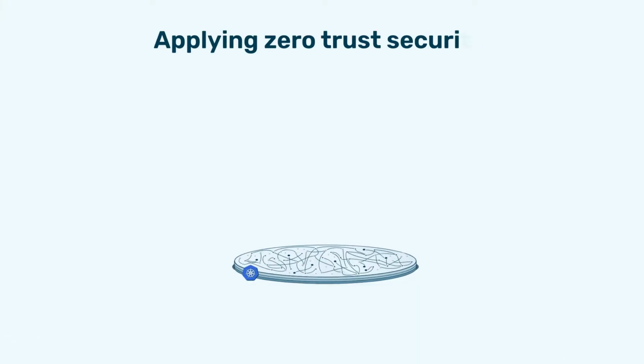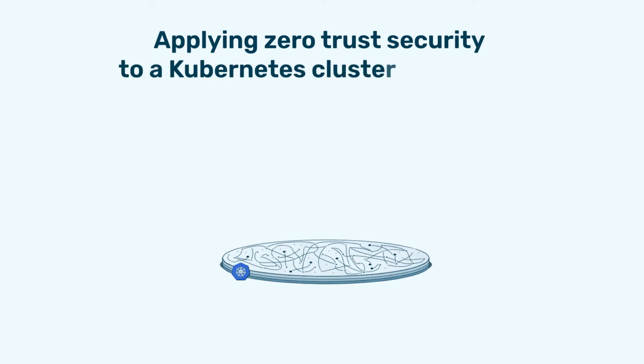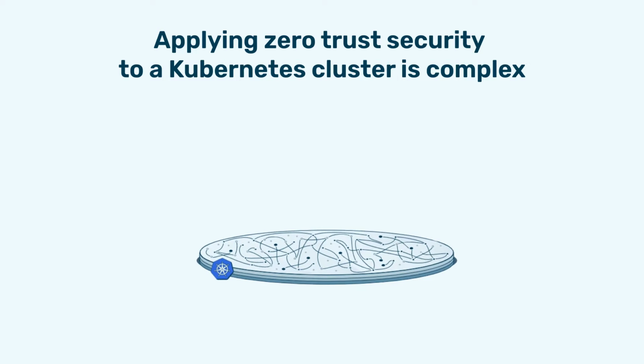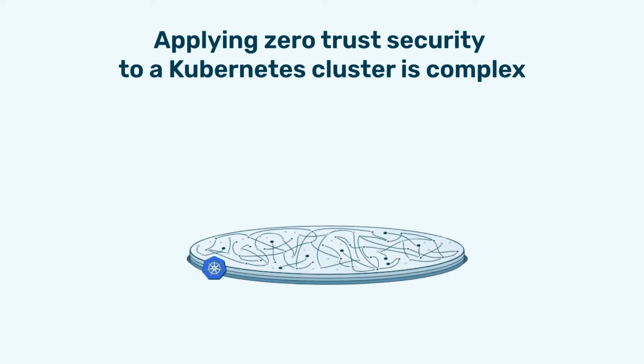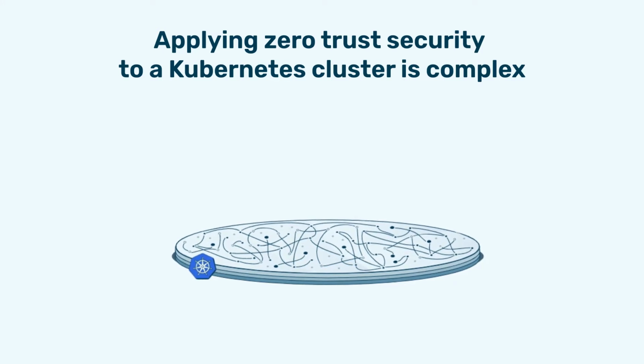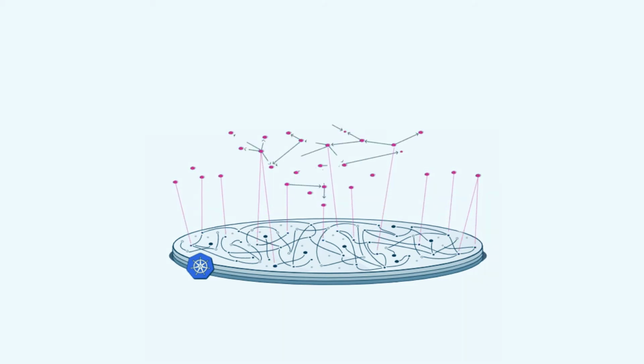Applying zero trust security to a Kubernetes cluster is complex. It requires numerous east-west network policies, an intimate understanding of microservices and architectures, and significant operational and performance overhead. The ARMO Kubernetes Fabric uses patented technology to solve that complexity.